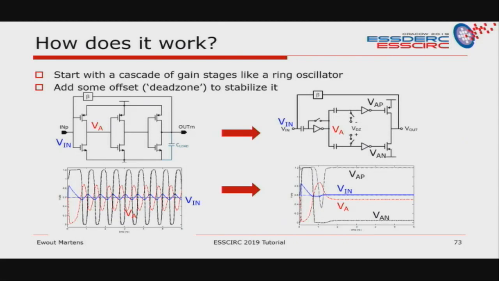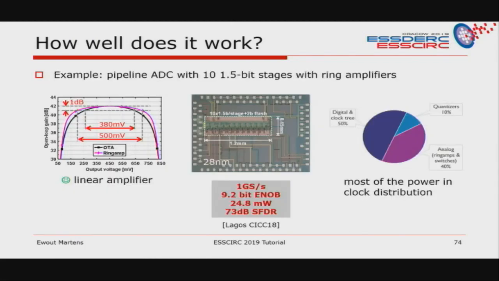So you need to stabilize it to make that into an amplifier, and stabilizing that is done by adding an offset before the last stage. If you do that, then it will introduce a dead zone, and with this dead zone you can stabilize the amplifier. And that works quite well. We've done several designs now with that amplifier and ADCs. What you see is that you increase the linearity range of the amplifier, so it's a linear amplification. This is an example where we achieve 1 giga-sample and a 9-bit ENOB, at relatively high power, and most of this power actually goes into the clock distribution.